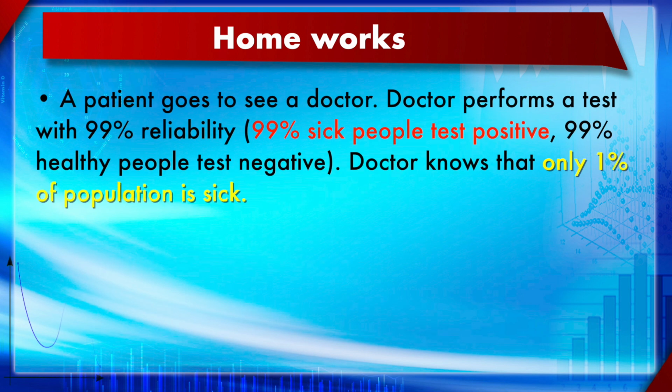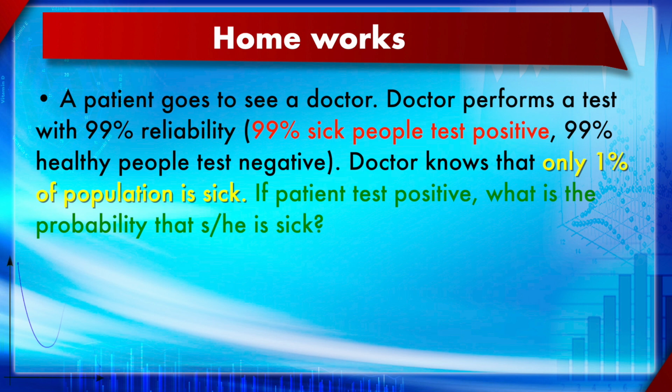Next problem. A patient goes to see a doctor. Doctor performs the test with 99% reliability. Doctor knows only 1% of population is sick. If patient tests positive, what is the probability that she or he is sick? So it's the same problem that we have seen in the earlier section. You have to solve this problem with a probability tree. Let us see how we can do that, an intuitive, graphical solution to the same problem. Let us solve that on the whiteboard.